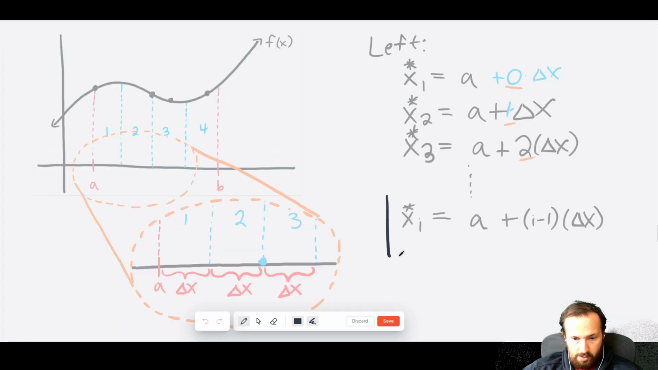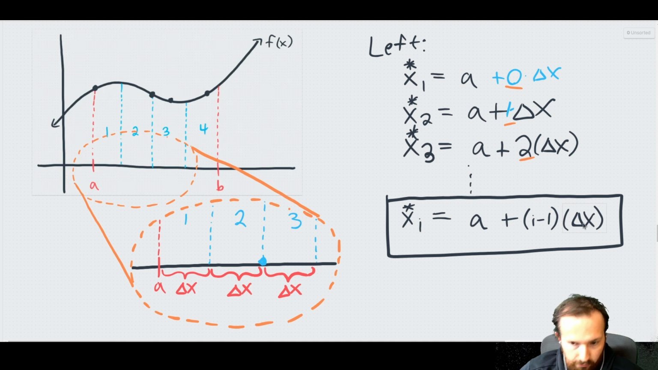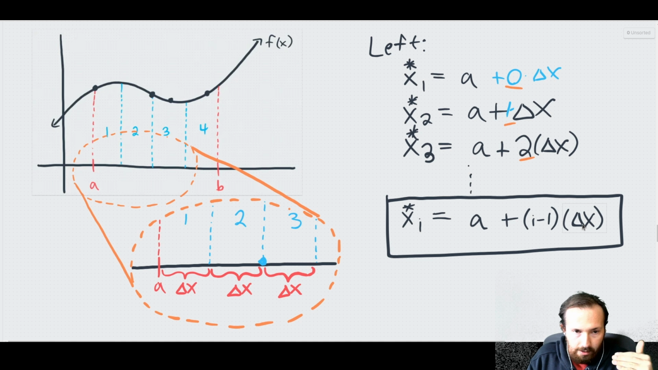So there you go. This is the formula. If you just blindly use this formula after you've calculated delta x and after you know what A is, you can automatically find the leftmost sample point of any partition by just plugging in whatever partition you want for I. So hopefully that makes sense.